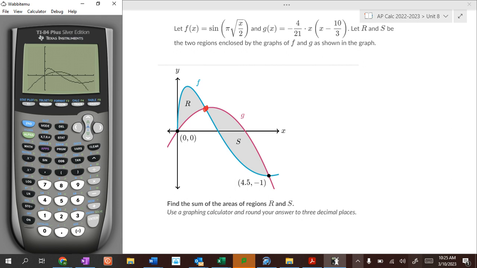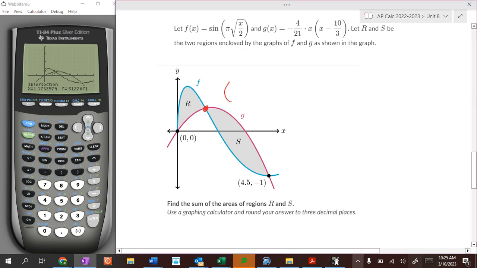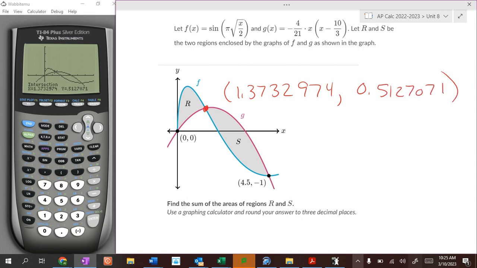Okay. We know this intersection is at 4.5, negative 1. The biggest thing we need to figure out is where that other intersection is. So it's second trace, intersect. I go really close to it and press enter, enter, enter. And you want to write down every single decimal here. So it's 1.3732974, comma, 0.5127071.